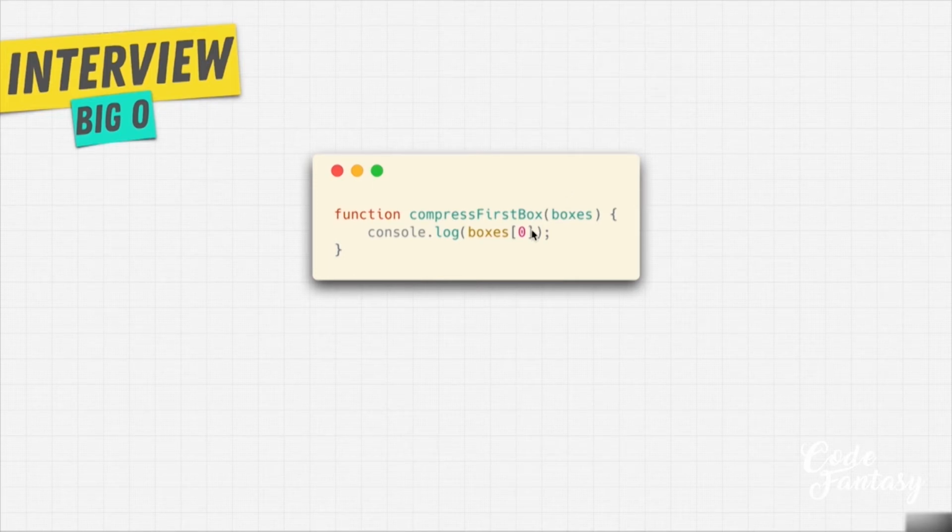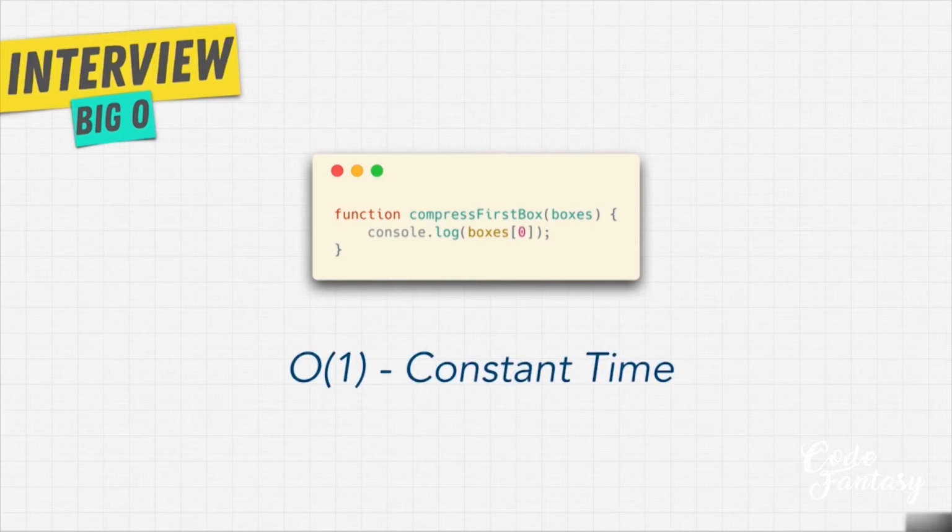How many steps or operations does this function take if the boxes increase from 0 to maybe 10, to maybe 100, to 100,000? What would happen here? Ready for the answer? Well, this is what we call constant time. It's an O of 1. That is, no matter how many times the boxes increase here, or however many boxes we have, we're always just grabbing the first item in the array.